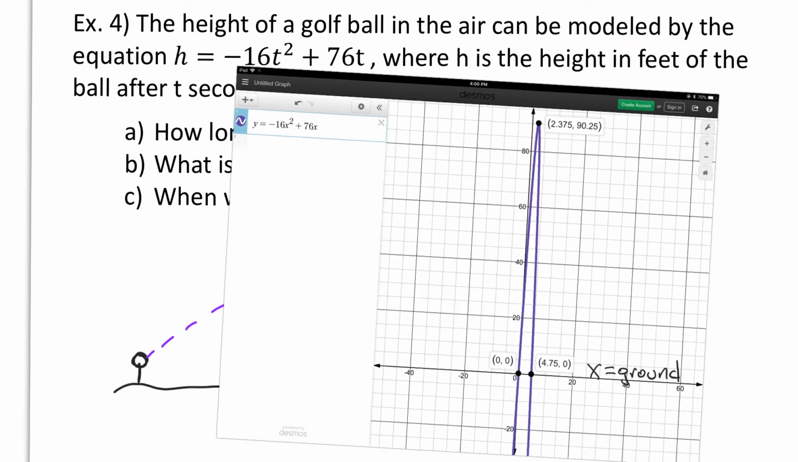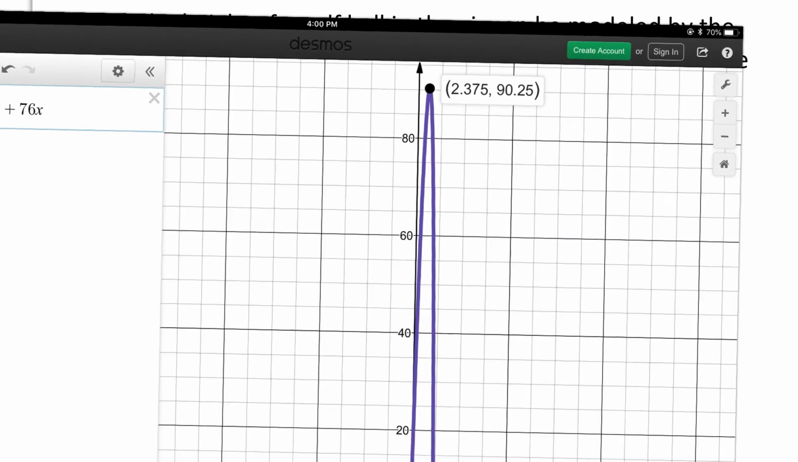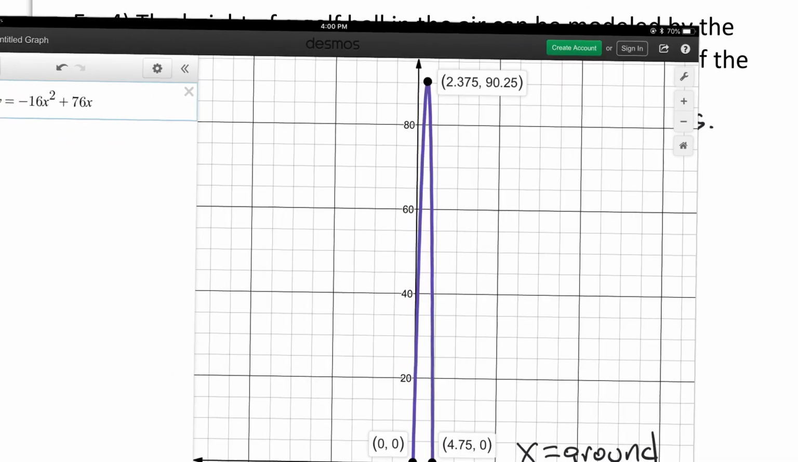So for part A, it says here how long was the ball in the air. Well, we are going to say that it was 4.75 seconds. Part B, what is the ball's maximum height? Well, that's where you guys look at the highest point of the parabola, and the highest point is right here.